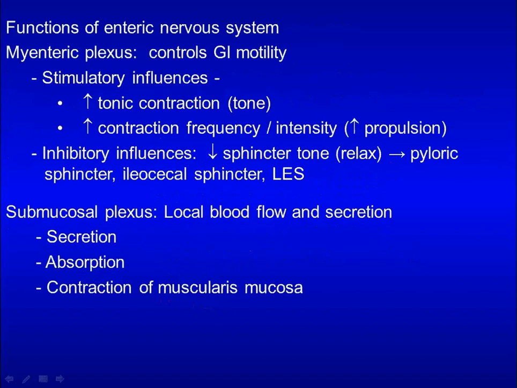Enteric plexus controls GI motility. It increases tonic contraction of smooth muscle. It also increases contraction frequency. At the same time, it decreases sphincter tone and relaxes pyloric sphincter, ileocecal sphincter, and lower esophageal sphincter. Submucosal plexus controls local blood flow and secretion.